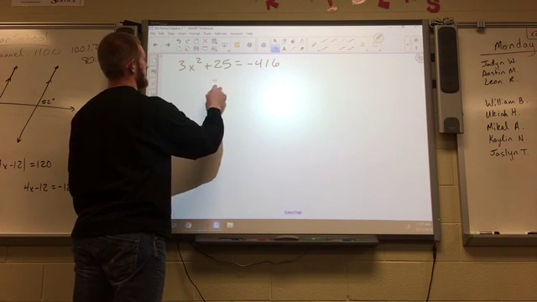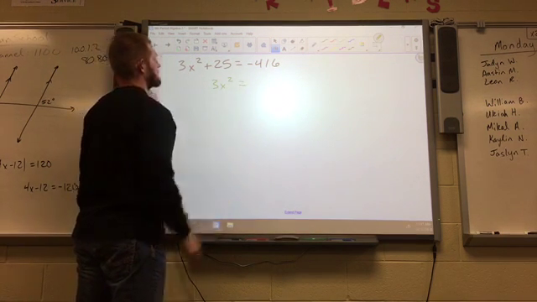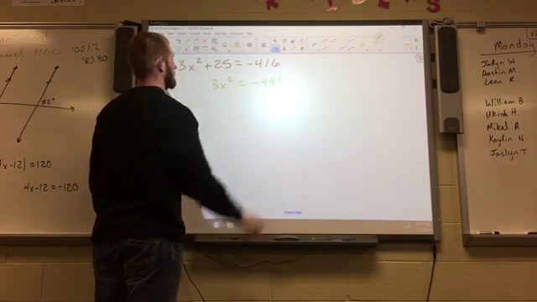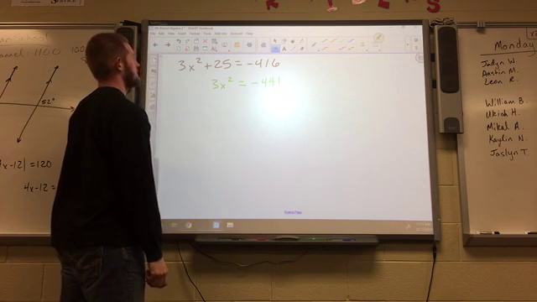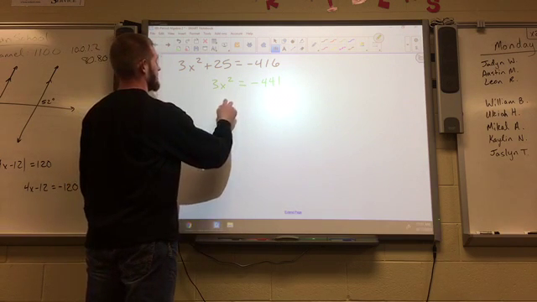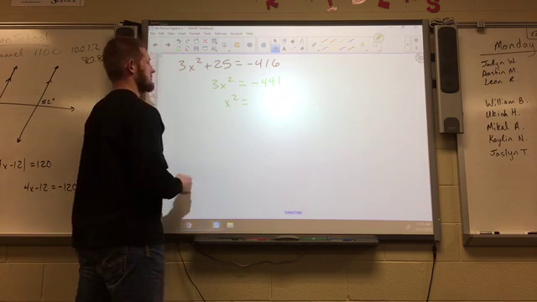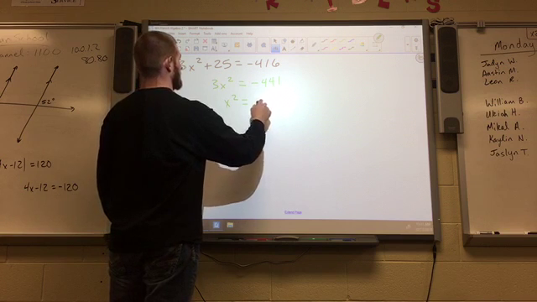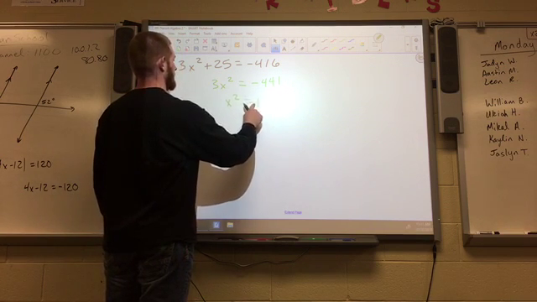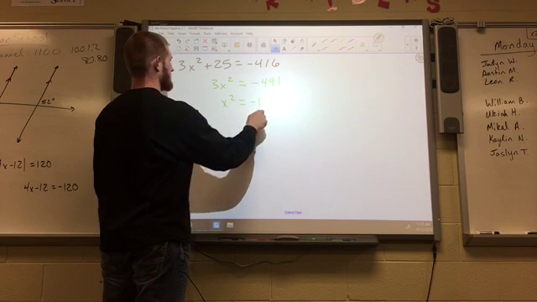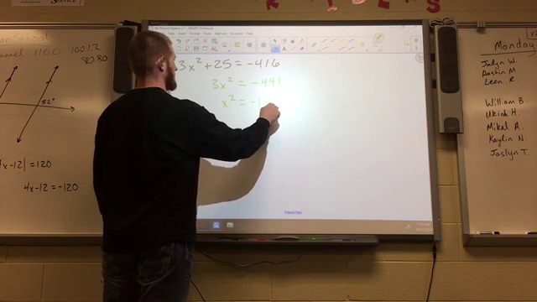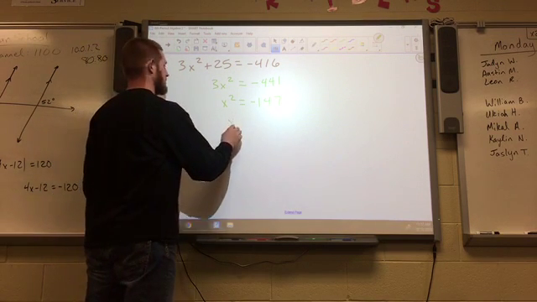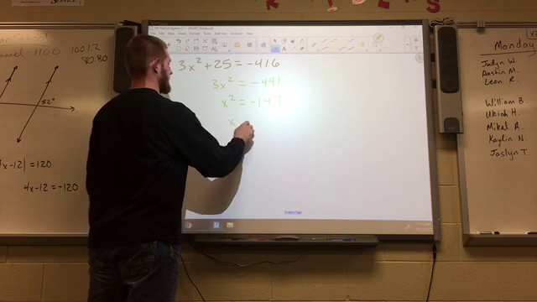Subtract 25. Negative 441. Divide by 3. So x squared equals negative 147. Is it 37 or 47? Negative 147. Yep. And then square root. So x equals the square root.